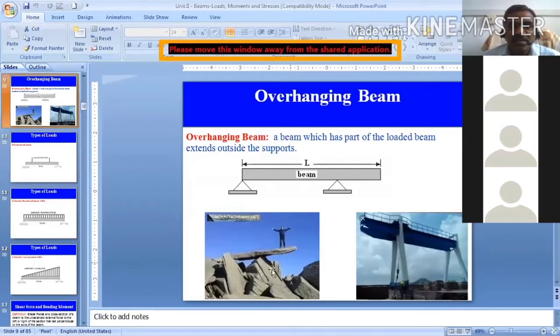See here, you can see an overhanging beam, supported at this point and this point. Here it is overhanging. You can see this also. This is also an overhanging beam.